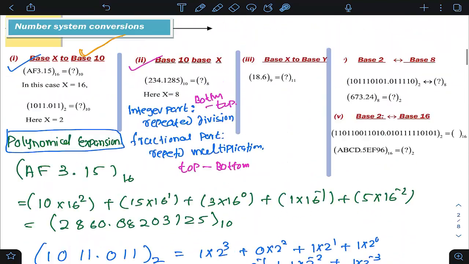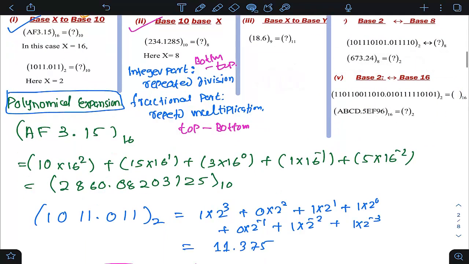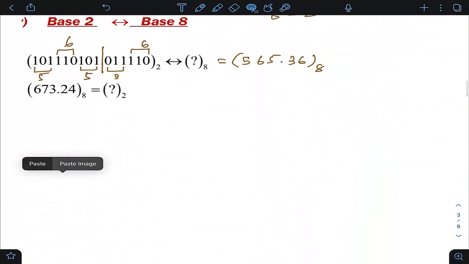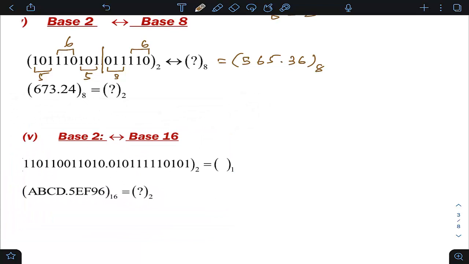So similarly, while dealing with base 2 to base 16, we can again solve this problem this way. Here base 16 is nothing but 2 power 4. So you have to do the grouping of 4. Again you take this point as the reference and do the grouping of 4. So group of 4 and group of 4. Similarly, group of 4 and group of 4.